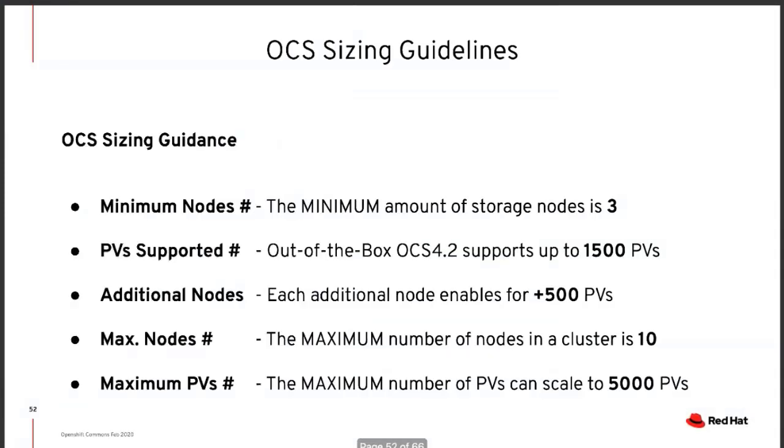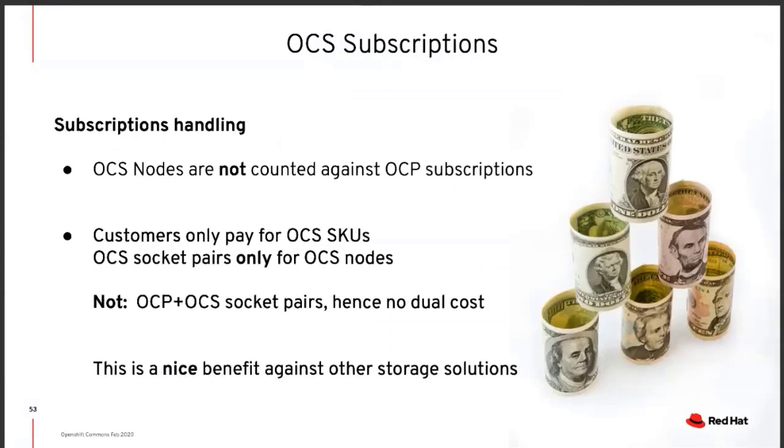So subscriptions, I already mentioned about it. OCS nodes, so if you have dedicated OpenShift Container Storage nodes, they will not be counted against OCP, OpenShift Container Platform subscriptions, OpenShift subscriptions. So that means that a customer only pays for OCS SKUs, and does not pay for OpenShift SKUs on the pieces where the storage runs on. So OCS socket pairs are only for OCS nodes in that regard. This means that there is no dual cost.